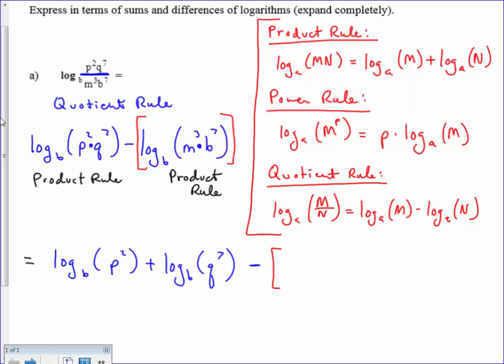I'm going to keep that. And then on the second log I would have log base b of the first piece of my product, which is m to the third, and then plus log base b of the second part, which is b to the seventh, and then end my bracket. So I've taken both the two logs that I originally had that were both products and used that product rule to split them apart.